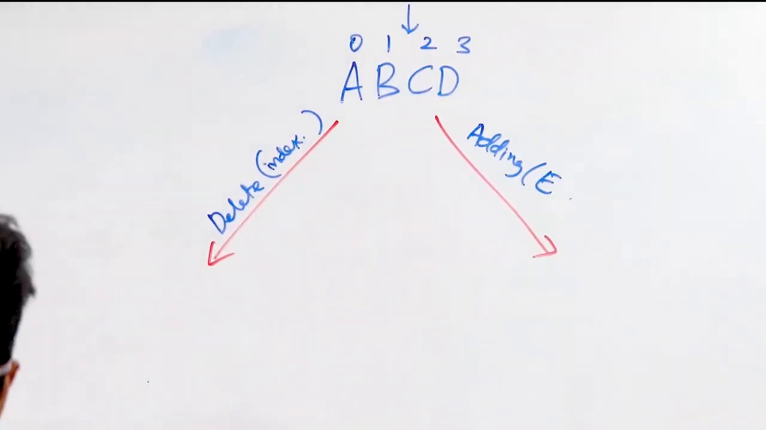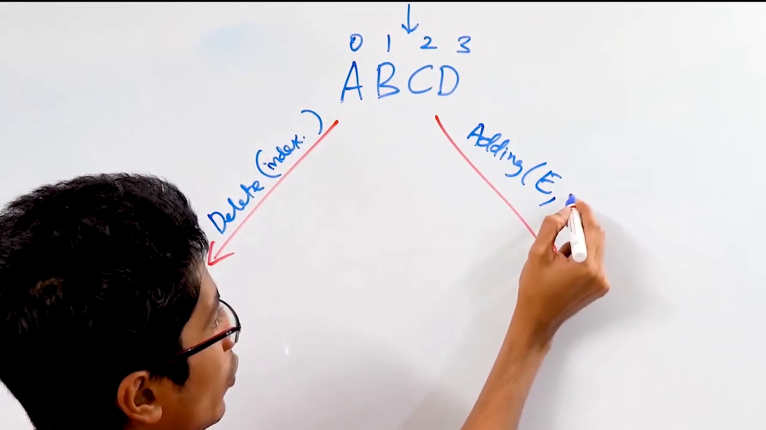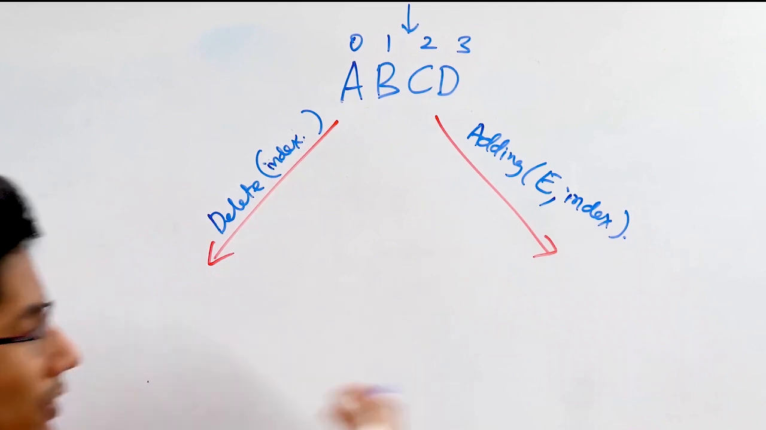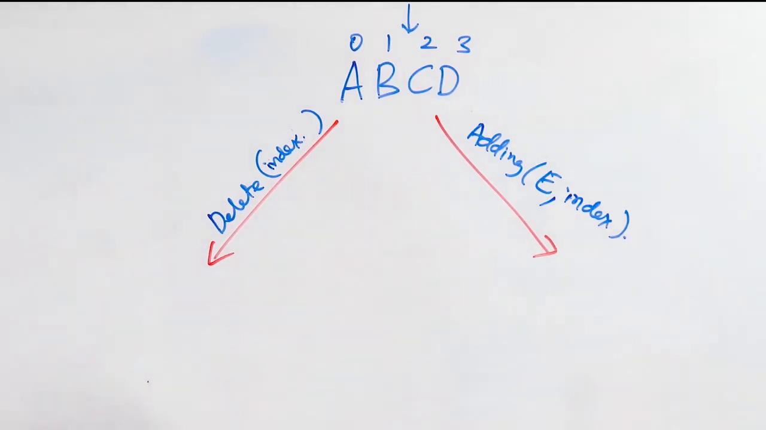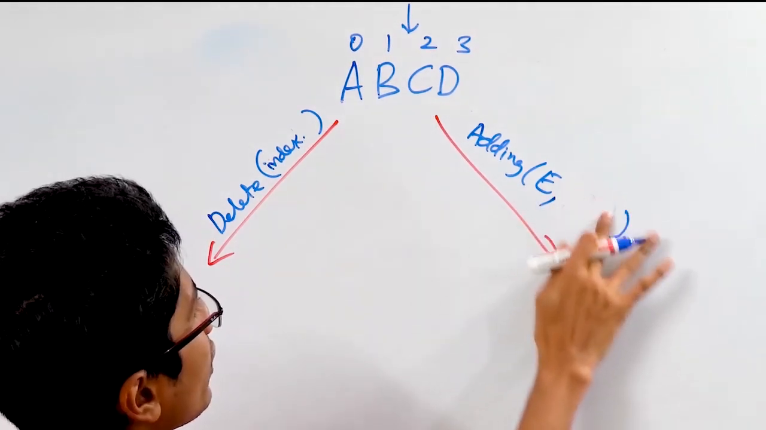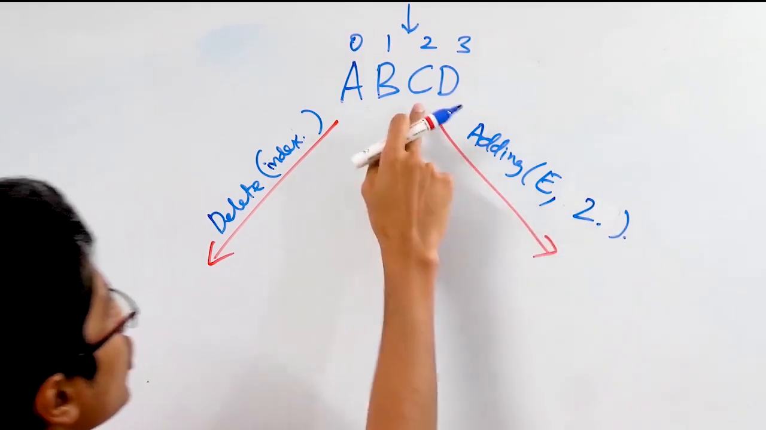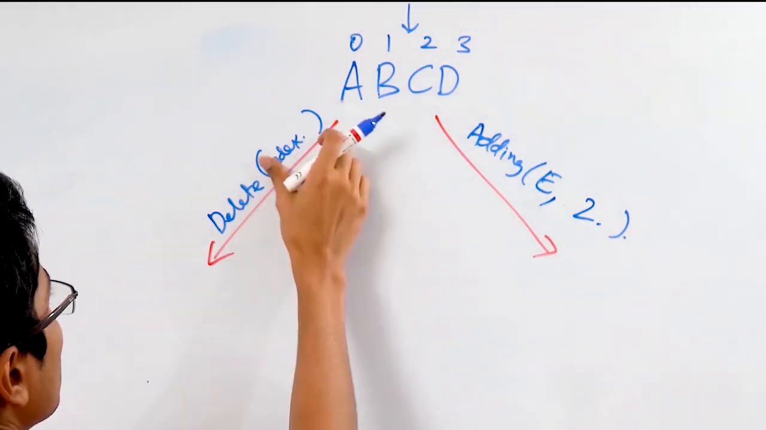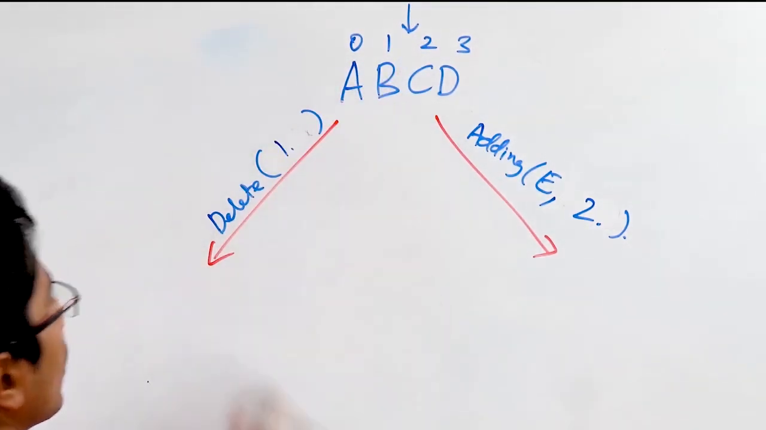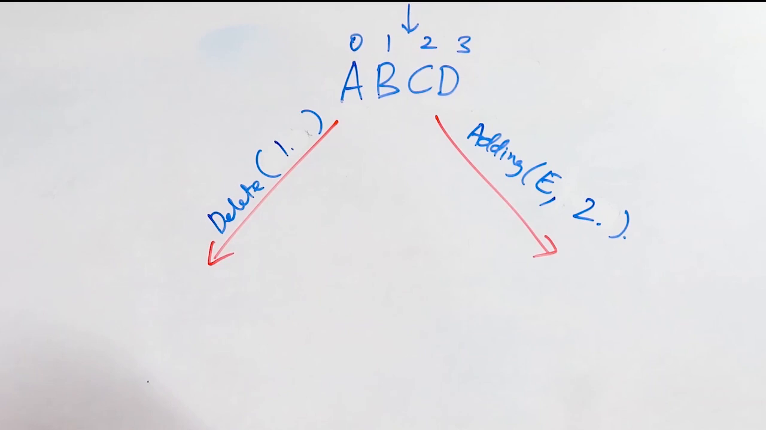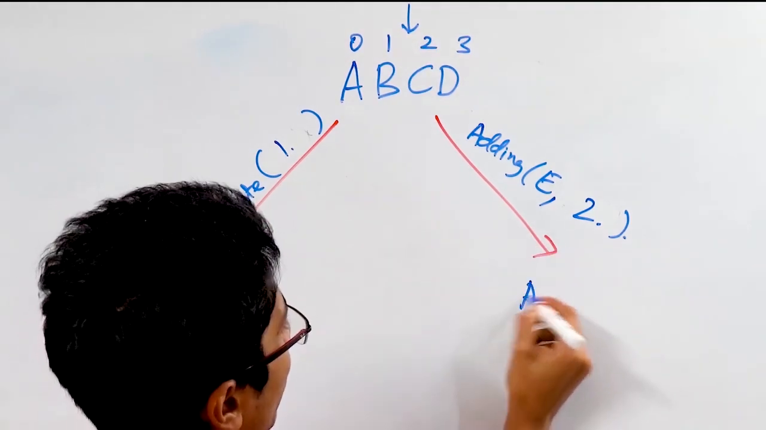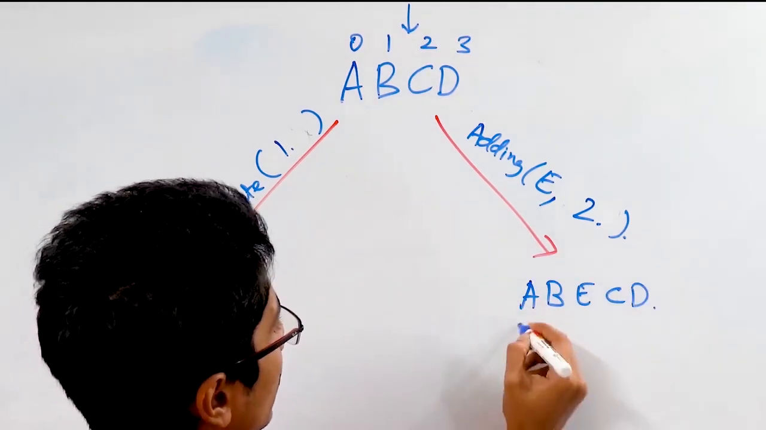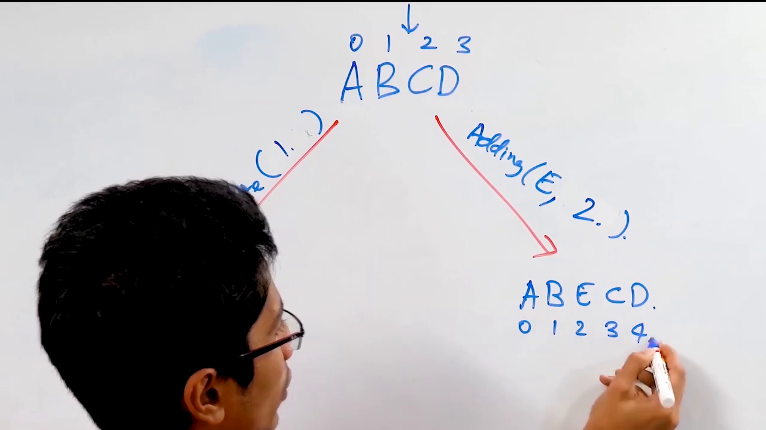Similarly, where do you want to add this E? We don't know whether we want to append it at the end or add it in a specific position. So index has to be mentioned. In our case, the index is, as we said, index 2. So all characters at and after 2 have to be pushed to the right, and similarly delete index 1. Okay, so the results of these two operations are A, C, D, indexes 0, 1 and 2, and similarly over here you have A, B, E, C, D, indexes 0, 1, 2, 3, 4.